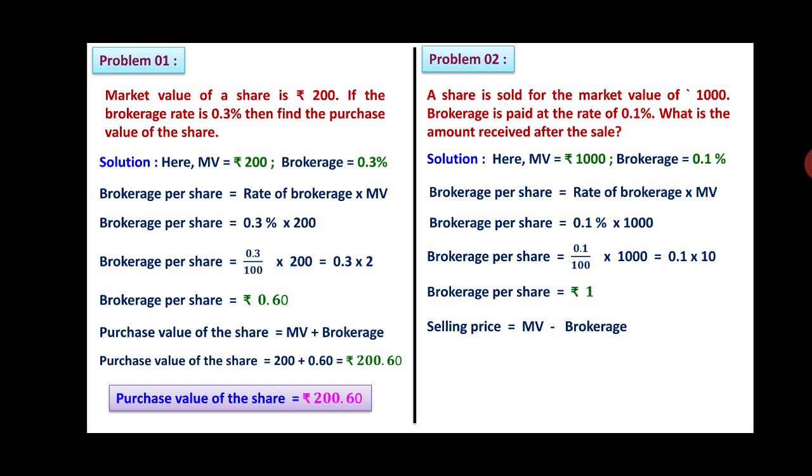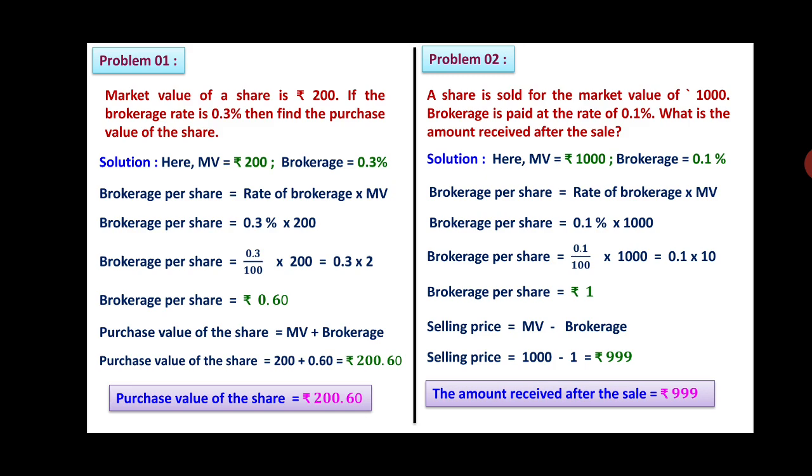Therefore, selling price will be market value minus brokerage. Here 1000 minus 1 is rupees 999. The amount received after the sale is rupees 999. In the previous problem there was a purchase, so brokerage was added to the market value. Here selling has occurred, therefore brokerage has to be reduced from the market value.